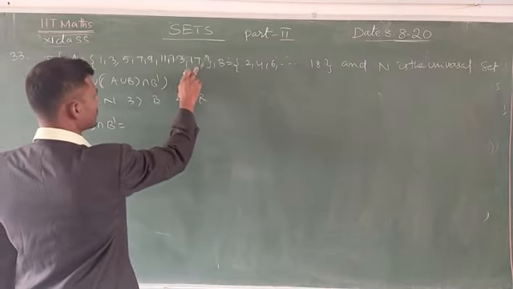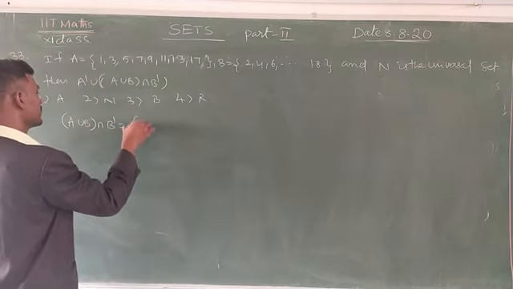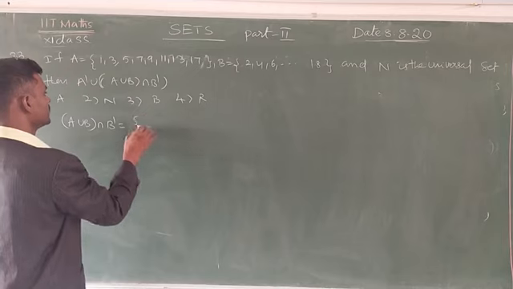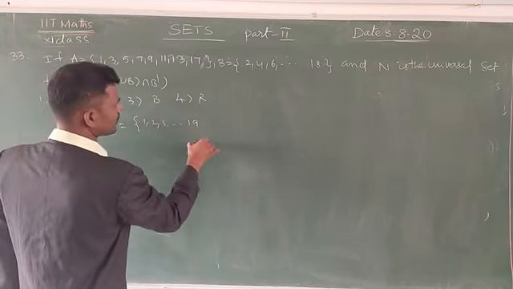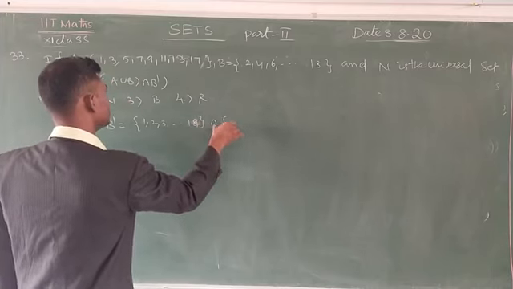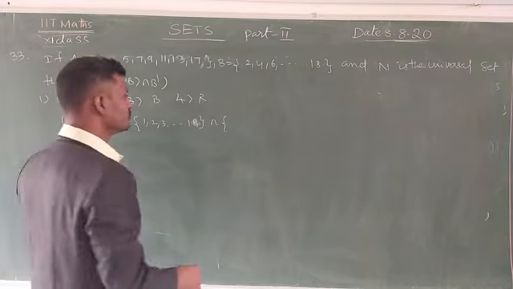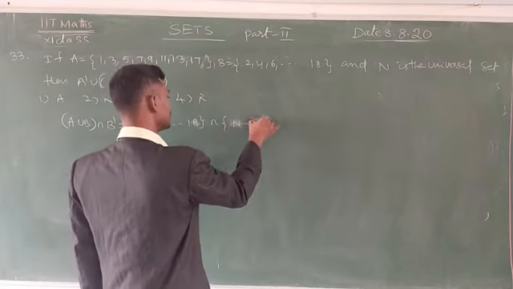Here 1 to 17 are the given odd numbers, and 2 to 18 are the given even numbers. Then A union B means N, that is 1, 2, 3, 4 and so on up to 18, 18 numbers. Intersection B dash. B dash means mu minus B, where mu means the universal set N.